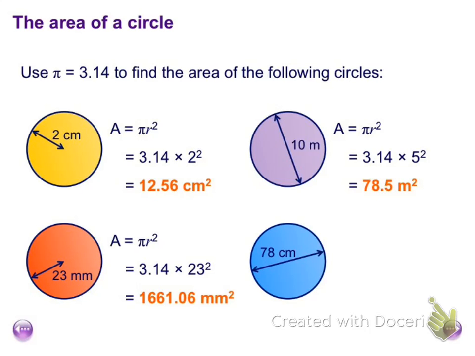Final example like this, if I give you the diameter of 78 centimeters, remember you need the radius. So take the diameter divided by 2 and take 39 squared times 3.14. So it's important with order of operations that if you're going to use the exponent button, the squared button on your calculator, hit 39 squared first before multiplying by 3.14. 4,775 and 94 hundredths centimeters squared.